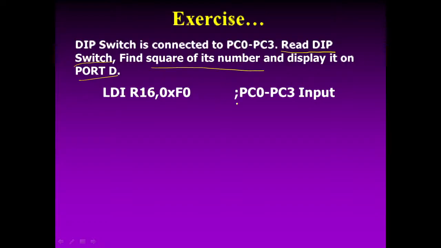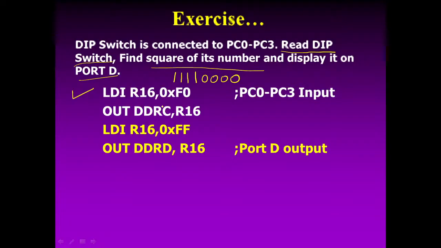Initially we will declare PC0 to PC3 as input. For that, LDI R16, 0xF0. That is the instruction, because F0 means 11110000. So PC0 to PC3 will be utilized as input pins, and PC4 to PC7 will be utilized as output pins for port C. Then OUT DDRC, R16. So basically it defines the direction of port C pins.